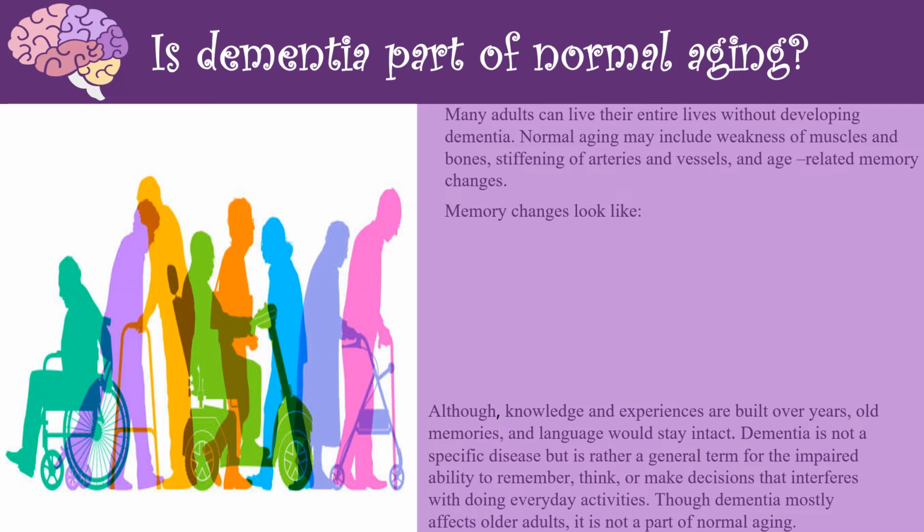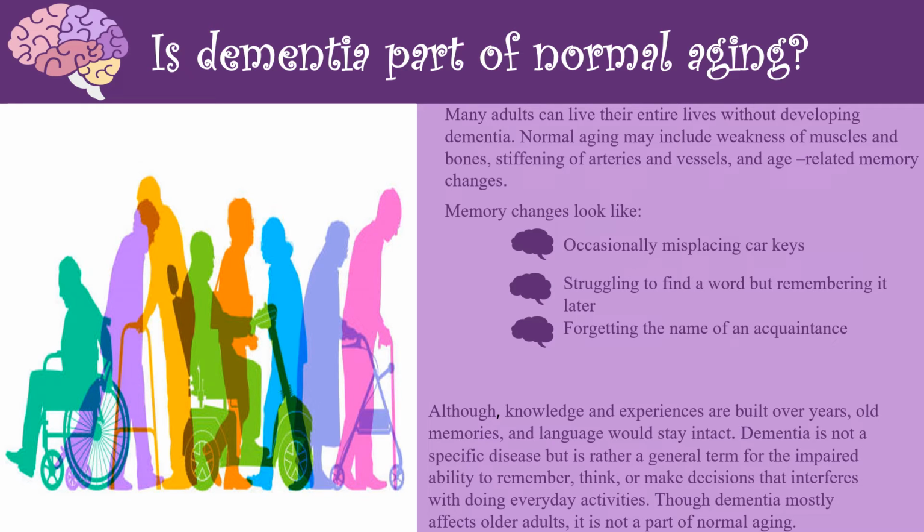Is dementia part of normal aging? Many adults can live their entire lives without developing dementia. Normal aging may include weakness of muscles and bones, stiffening of arteries and vessels, and age-related memory changes. Memory changes look like occasionally misplacing car keys, struggling to find a word but remembering it later, forgetting the name of an acquaintance, forgetting the most recent events. Although knowledge and experience are built over years, old memories and language would stay intact.